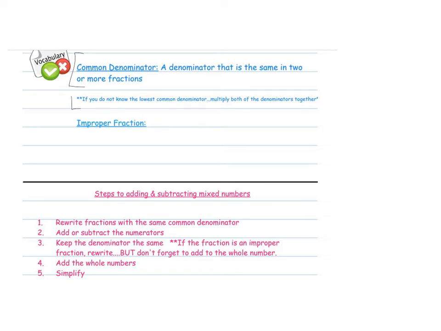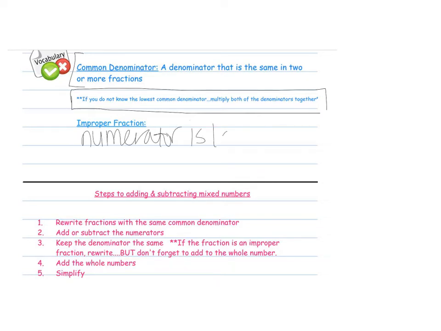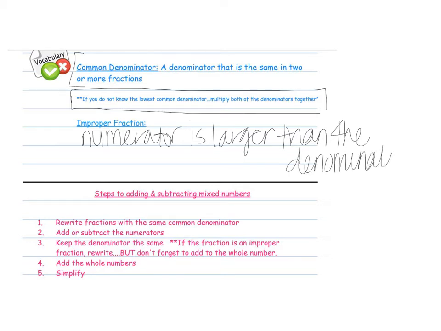If you do not know the lowest common denominator, you can always just multiply both of the denominators together to get the same denominator. Remember, an improper fraction is when the numerator is larger than the denominator. So 11/4, 20/3. So the numerator, the top number, is greater than the bottom number.